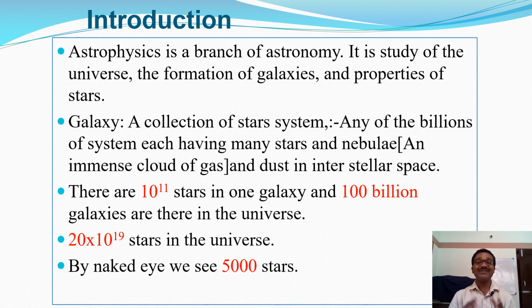According to astronomers, there are 10 raised to 11 stars, that means 100 billion stars, in each galaxy. And also there are 100 billion galaxies in the universe. According to theoretical physics, there are 20 into 10 raised to 19 stars present in the entire universe. By naked eye, we are able to see about 5,000 stars in the sky.